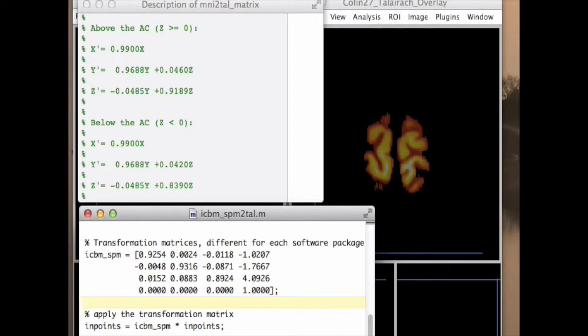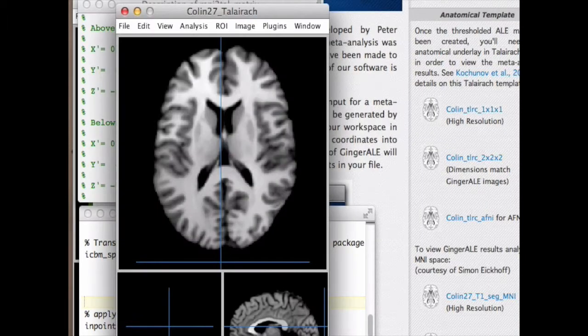These transform data that was registered to ICBM 152 to Talairach space and are called ICBM2tal, or the Lancaster transforms. Although it's not guaranteed to line up perfectly with Talairach space, automatic registration using a template that has been properly registered to Talairach space is pretty good at aligning the AC and other landmarks. These days, manual registration is rare. A high-resolution Colin 27 template registered to Talairach space is available from the GingerALE website.